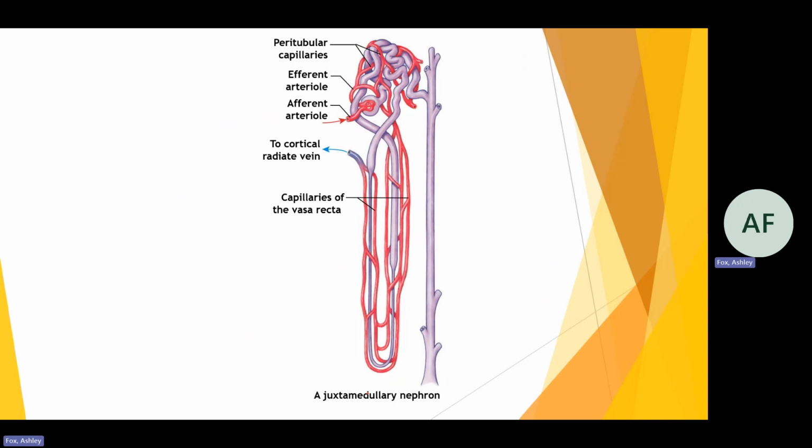So this is showing you a juxtamedullary nephron. So again, we still have the same thing. We have the afferent arteriole leading to the glomerulus, and then we have our efferent arteriole, which is our exit. And then we have paratubular capillaries that are surrounding the distal convoluted tubule and the proximal convoluted tubule. But then we have these long, straight capillaries that are an extension along with the really long nephron loop. So those down here are going to be the vasa recta. So again, vasa recta only with juxtamedullary, only associated with the nephron loop, and then it leads to the cortical radiate vein.